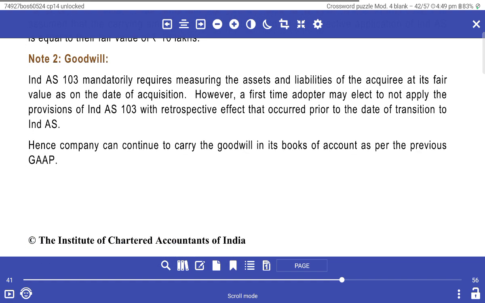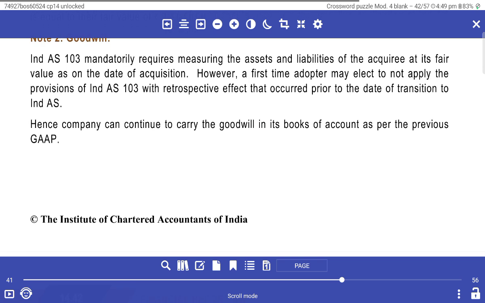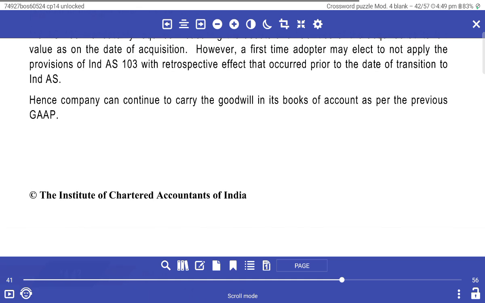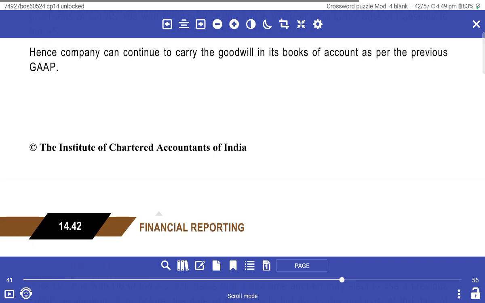Goodwill. Ind AS 103 mandates measuring assets and liabilities in the acquisition at fair value on the date of acquisition. However, the first time adopter may elect not to apply the provisions of Ind AS 103 retrospectively to past business combinations before the date of transition to Ind AS, since the company is not continuing to carry goodwill in the books of account as per the provision of the previous GAAP.